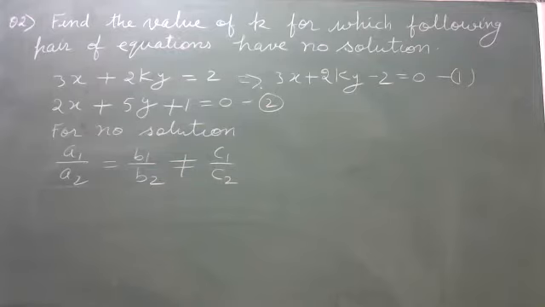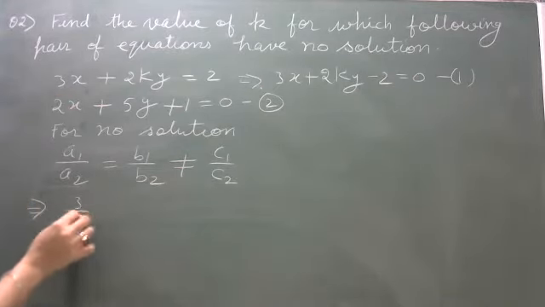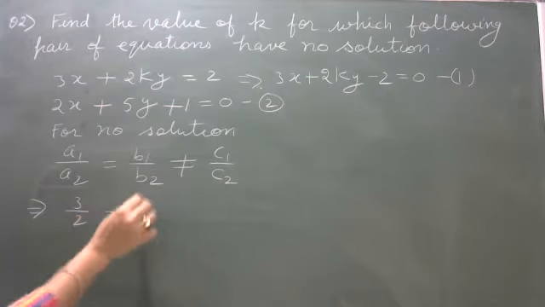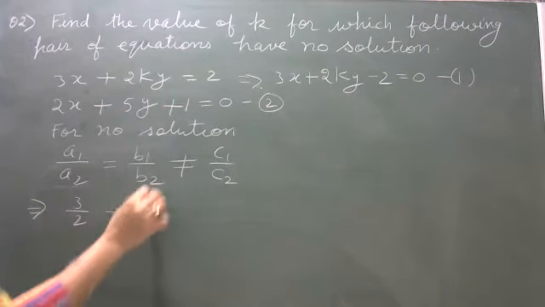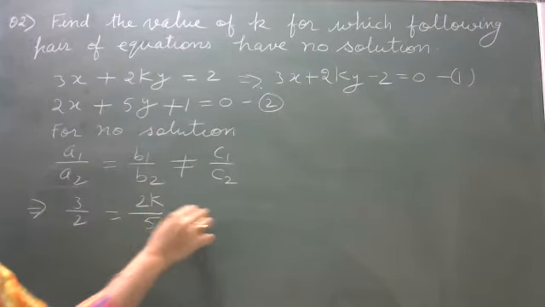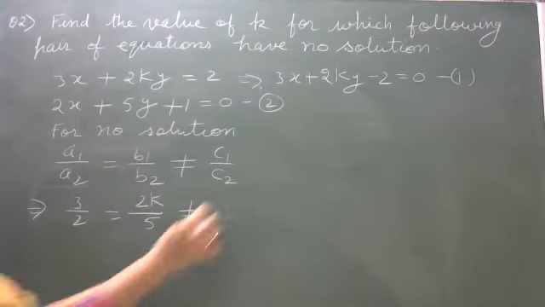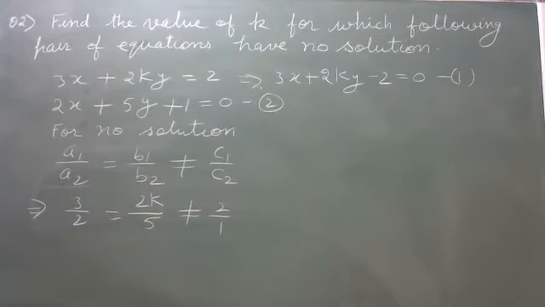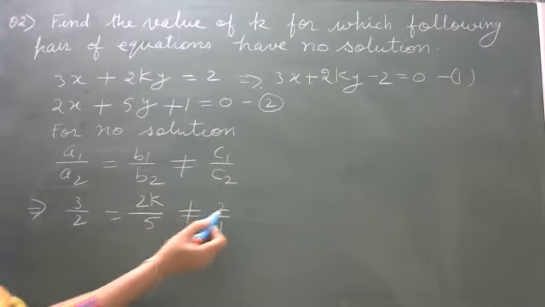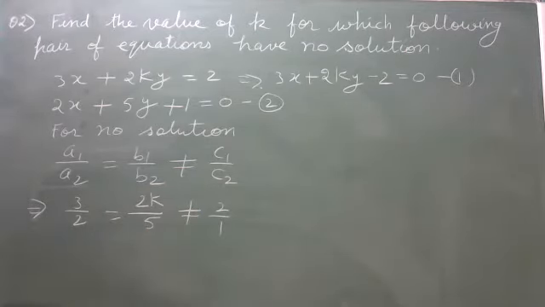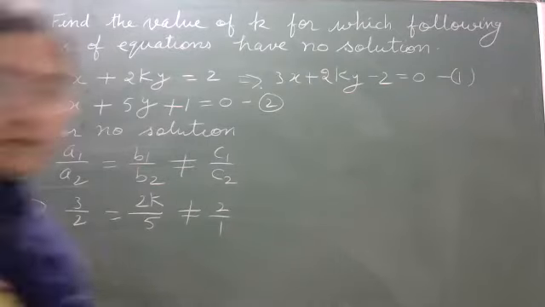Lines should be parallel. Clear? So substitute the values: a1 over a2, that is 3 over 2, is equal to b1 over b2, 2k over 5, not equal to c1 over c2, minus 2 over 1. This means whatever ratio value you get, that should not be equal to 2.